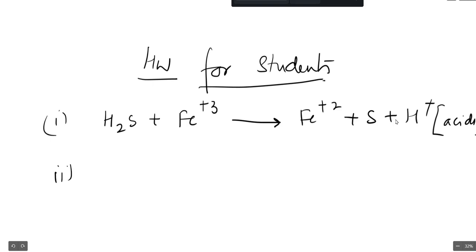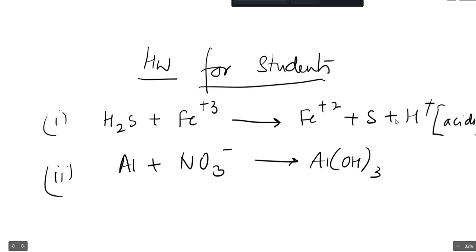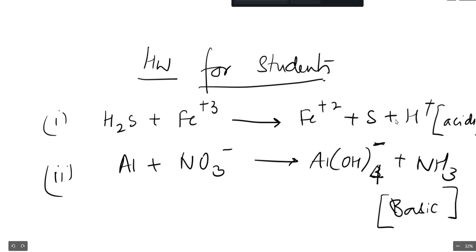Please do it today only. The next one: aluminium plus NO3 minus gives me aluminium hydroxide plus NH3. Aluminium hydroxide 4 minus, okay, this is fine. What is this medium? You're going to write it in basic medium. Please balance this in the basic medium.